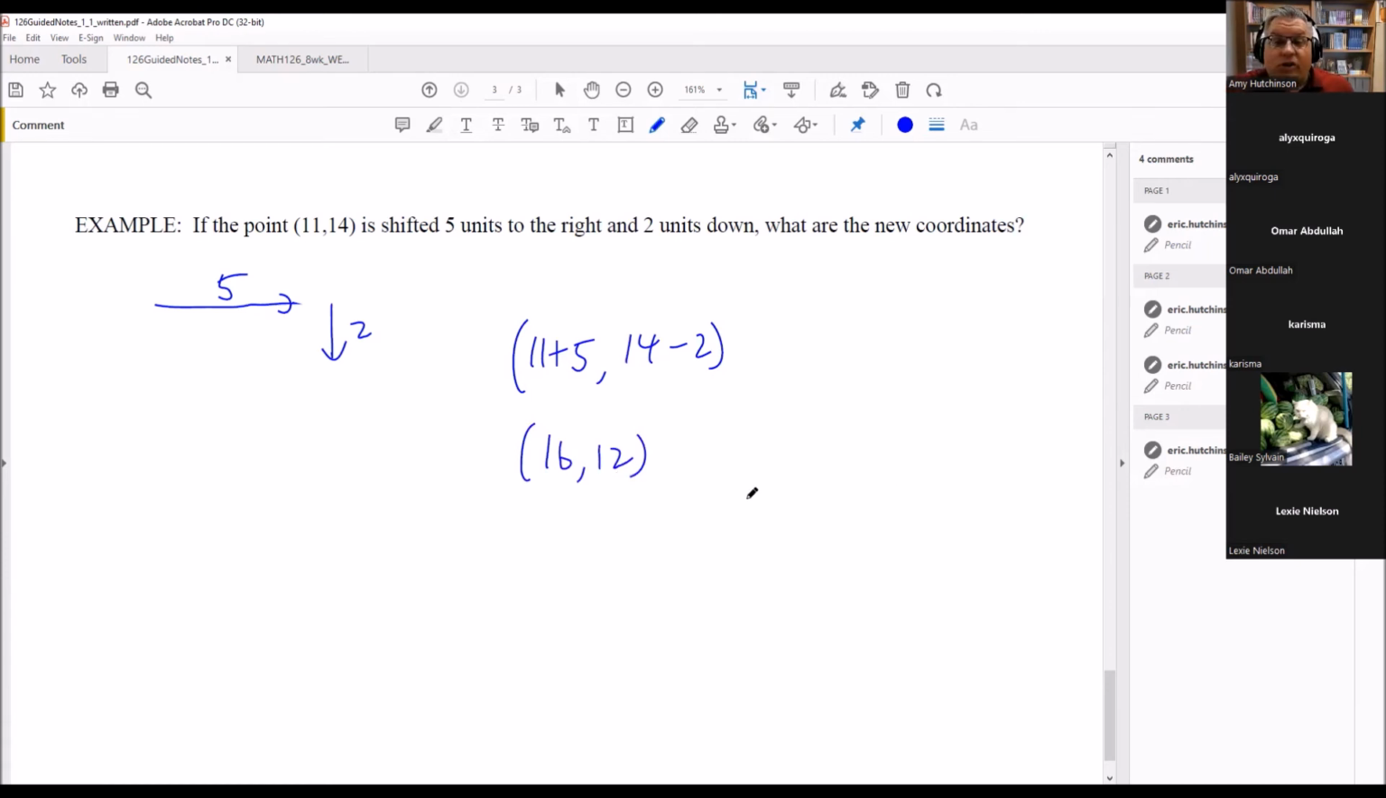And that's all you would put there for your answer. That's where the new point would shift to. It would move 5 places to the right and then down 2 units. You just enter that 16, 12 as your answer.